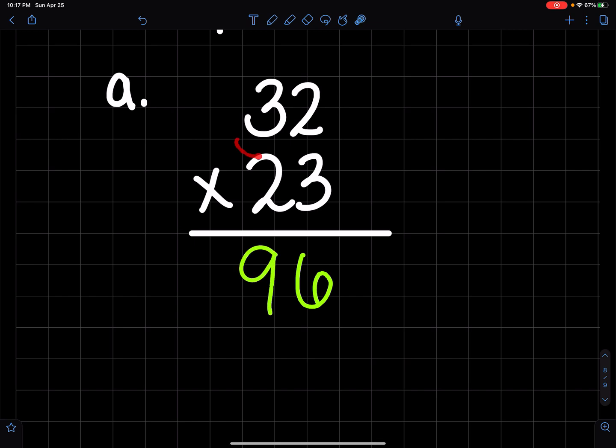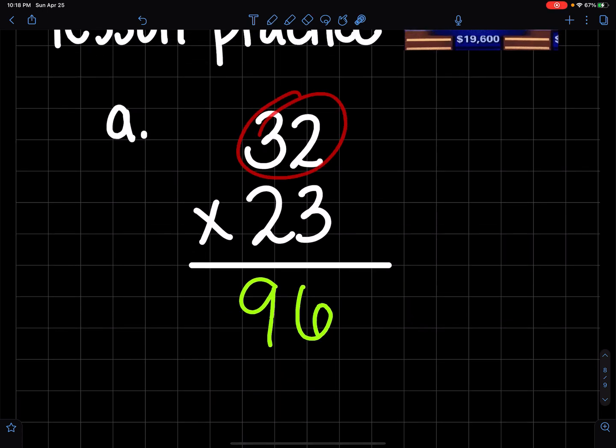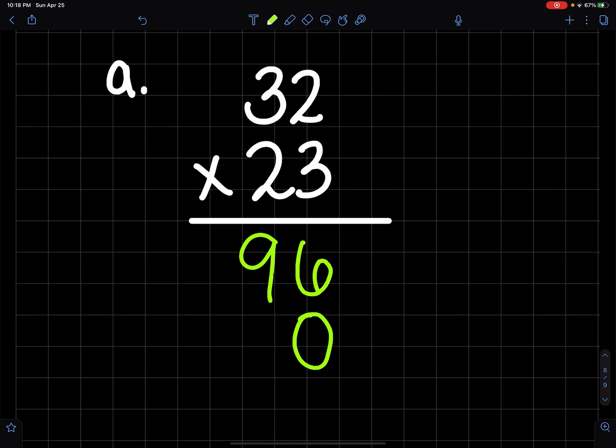Then we're going to multiply 32 times the tens place. What's 32 times 2? Well, you can do that in your head. If you do it in your head, you'll get 64 because you're just doubling it. But that's the tens place, so we had to add a 0. When I multiply, I actually do this. I do 32 times 3, and then the next step I do is I add my 0. And then I do 32 times 2, and then I don't have to remember the 0 later.